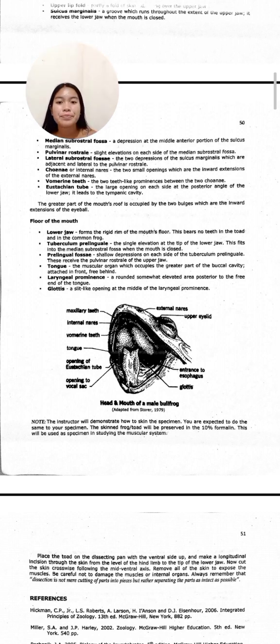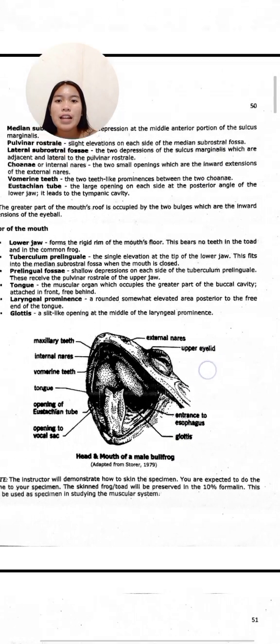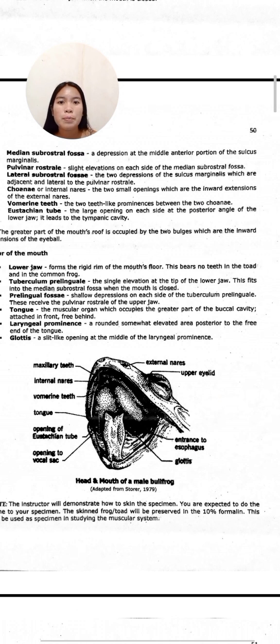Next is lateral subrostral fossae. Lateral subrostral fossae are the two depressions of the sulcus marginalis which are adjacent and lateral to the pulvinar rostral. So, ang lateral subrostral is present in the maxillary region of the jaw. They are elevations which help in closing of the mouth smoothly. So, makatabang na siya sa pag-close sa baba ng bakbak.